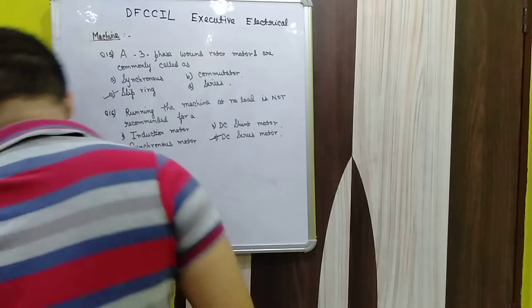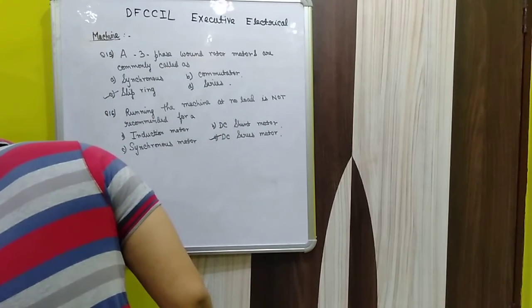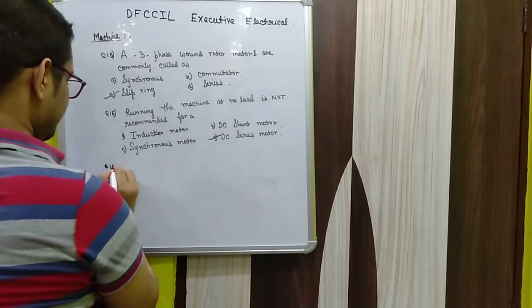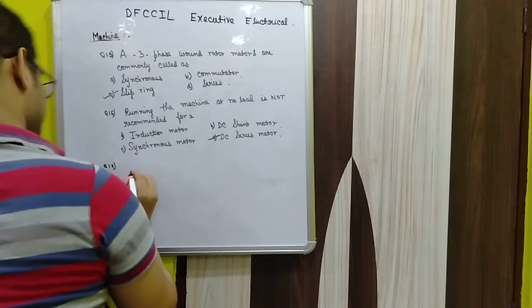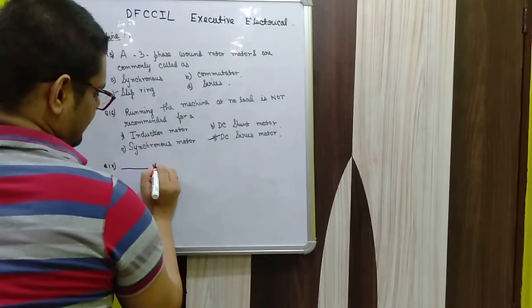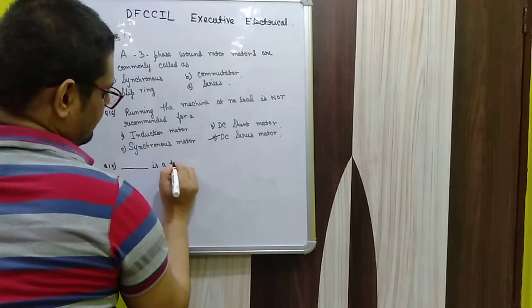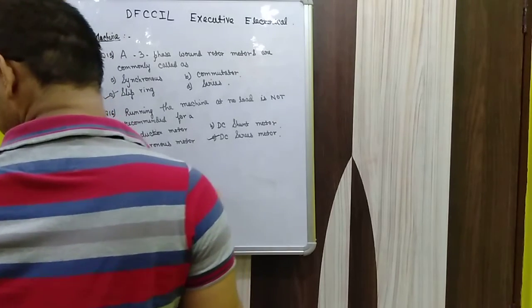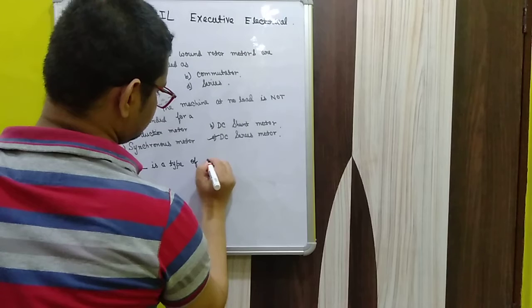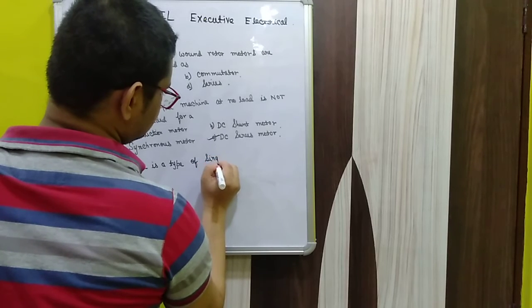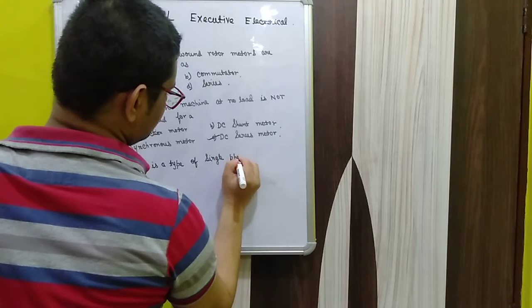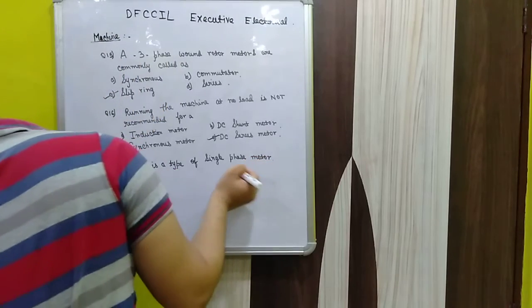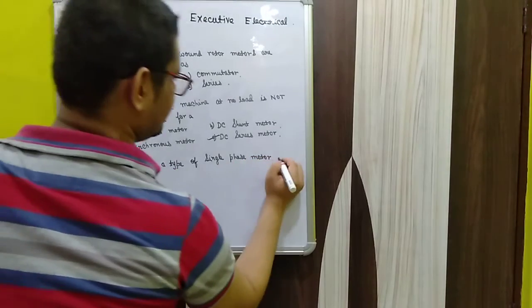Now I go to question number 17. Question number 17 asks: dash is a type of single phase motor which has the lowest speed.